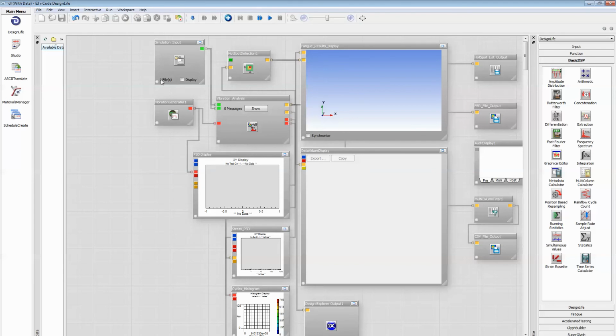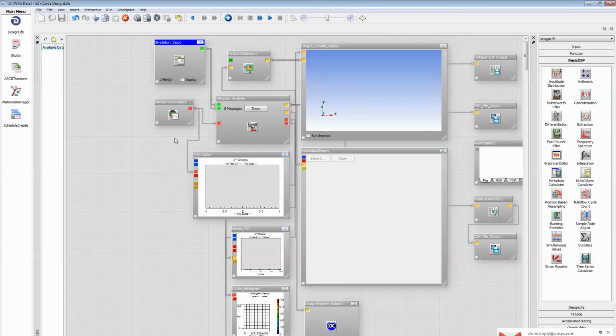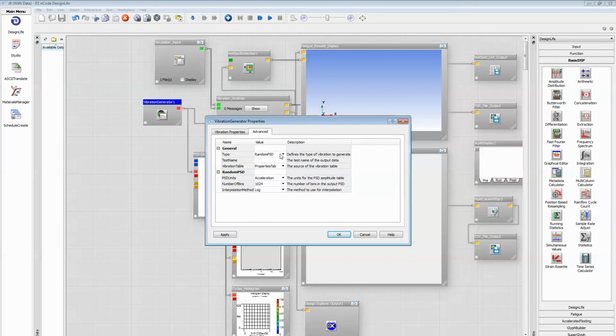So by default it has read three RST files from Workbench. Just say okay here. The next job is to define the sine sweep profile. This is the vibration generated. Double click on this. By default this is going to be a random vibration analysis setup, so we need to change this to a sine sweep.